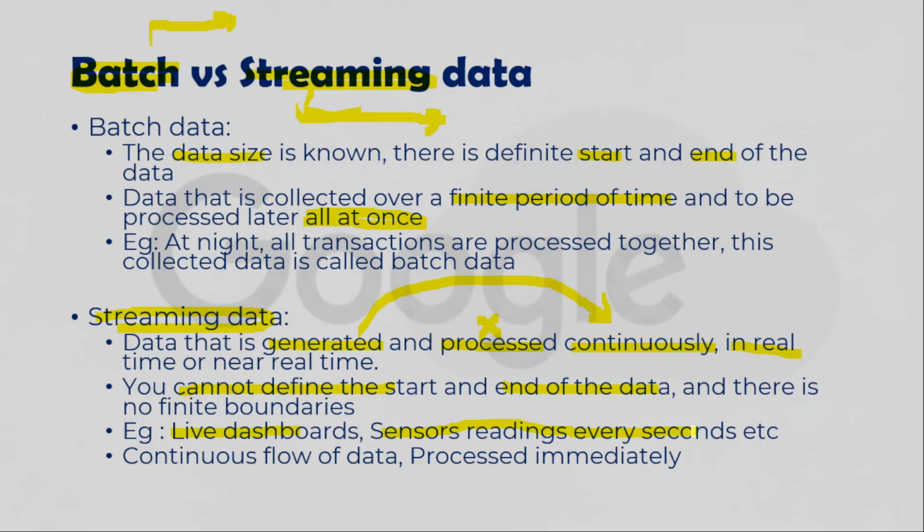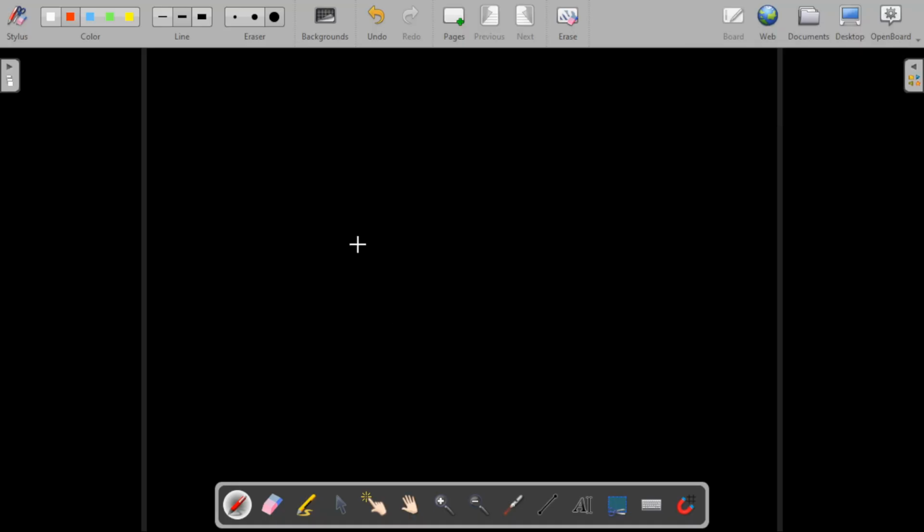So these are the two varieties of data. We have batch and streaming. I hope this sounds a bit tricky. Let's move to the blackboard and we will understand with one simple example. Okay, let's go to the blackboard. Perfect. Now let's understand the batch data.